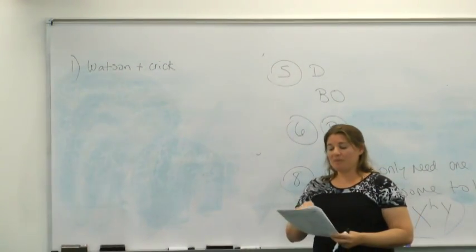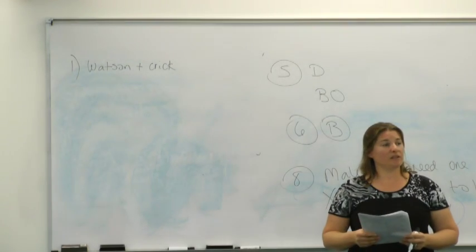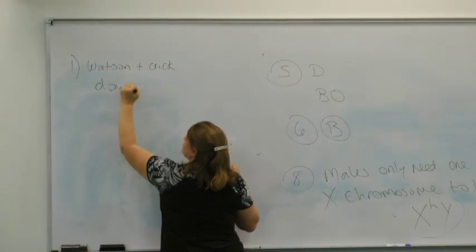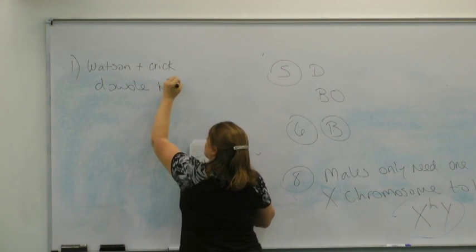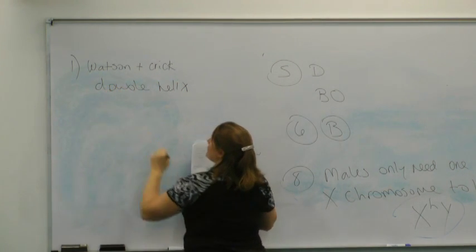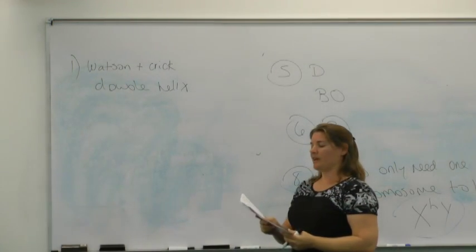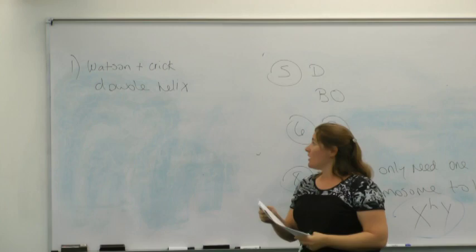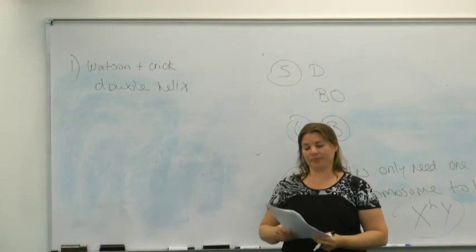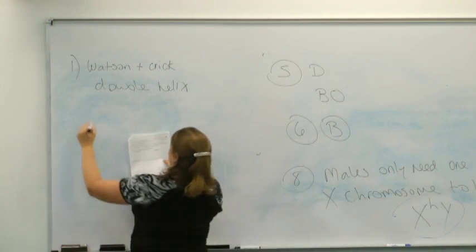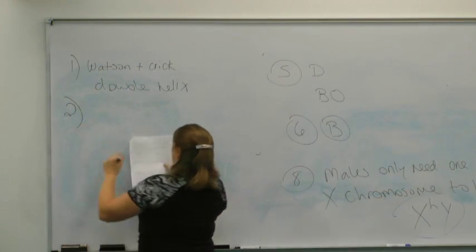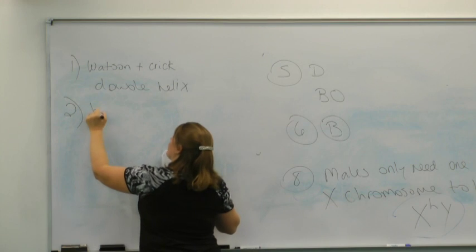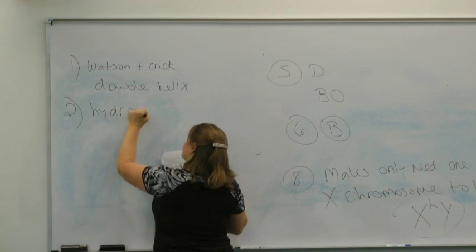They described the shape of the DNA molecule as a double helix. Okay, so that's all the answers for number 1. So the structure of DNA was determined by Watson and Crick, who described the shape of the DNA molecule as a double helix. Number 2, the double helix is held together by what kind of bonds? Hydrogen bonds that form between the nitrogen bases.